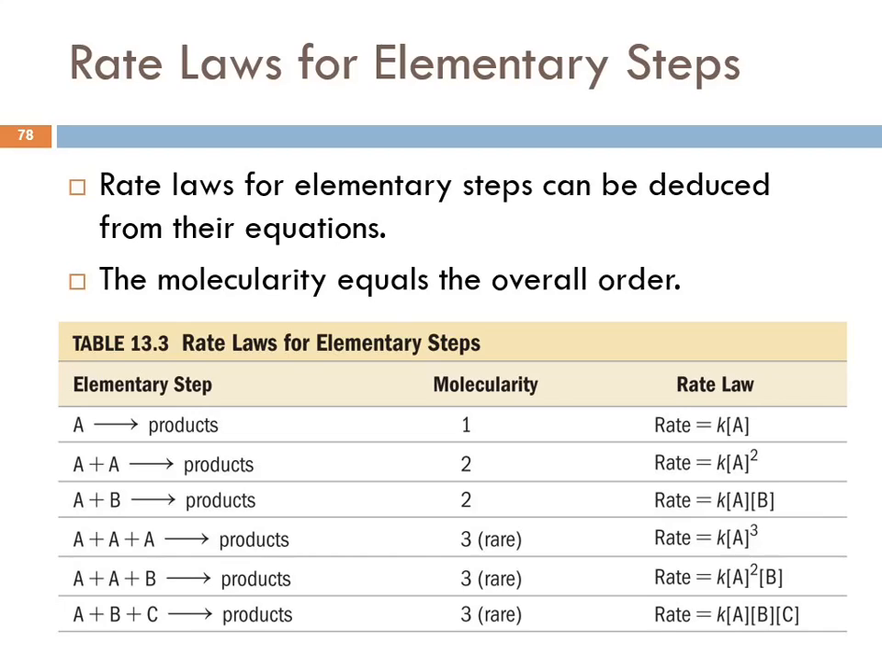So the molecularity equals the overall order. Here we've got first order with respect to A, first with respect to B, first with respect to C, but that adds up to 3. Here we've got second order in A, that's the same as the molecularity.